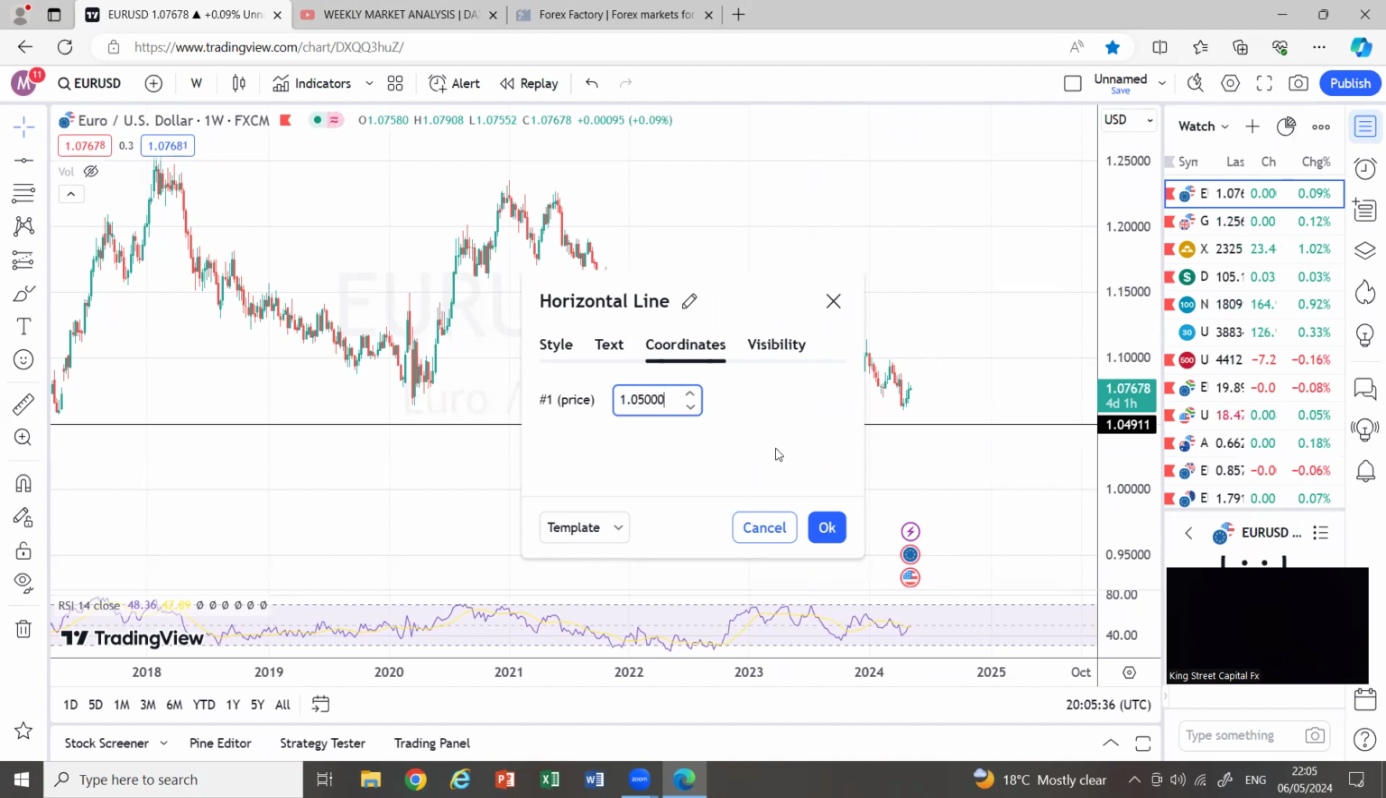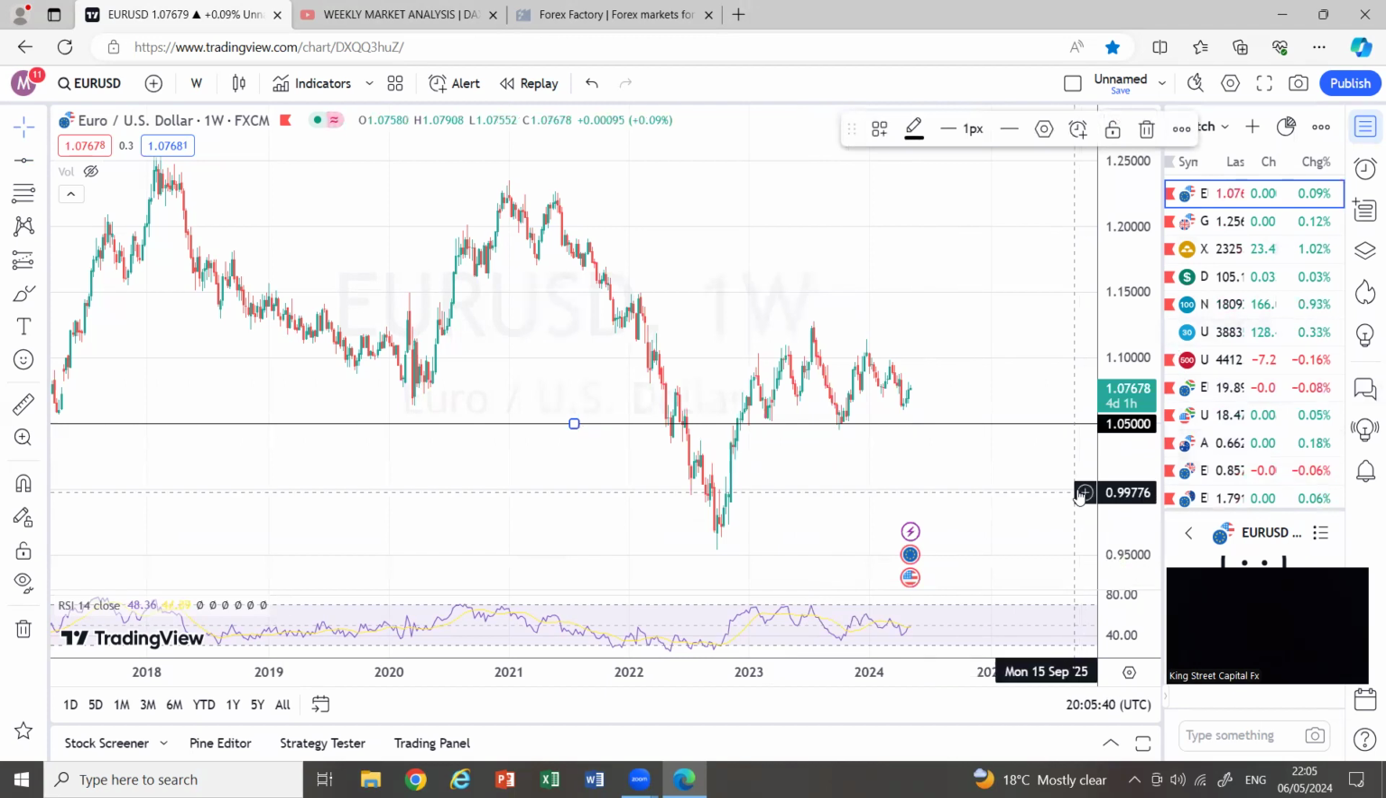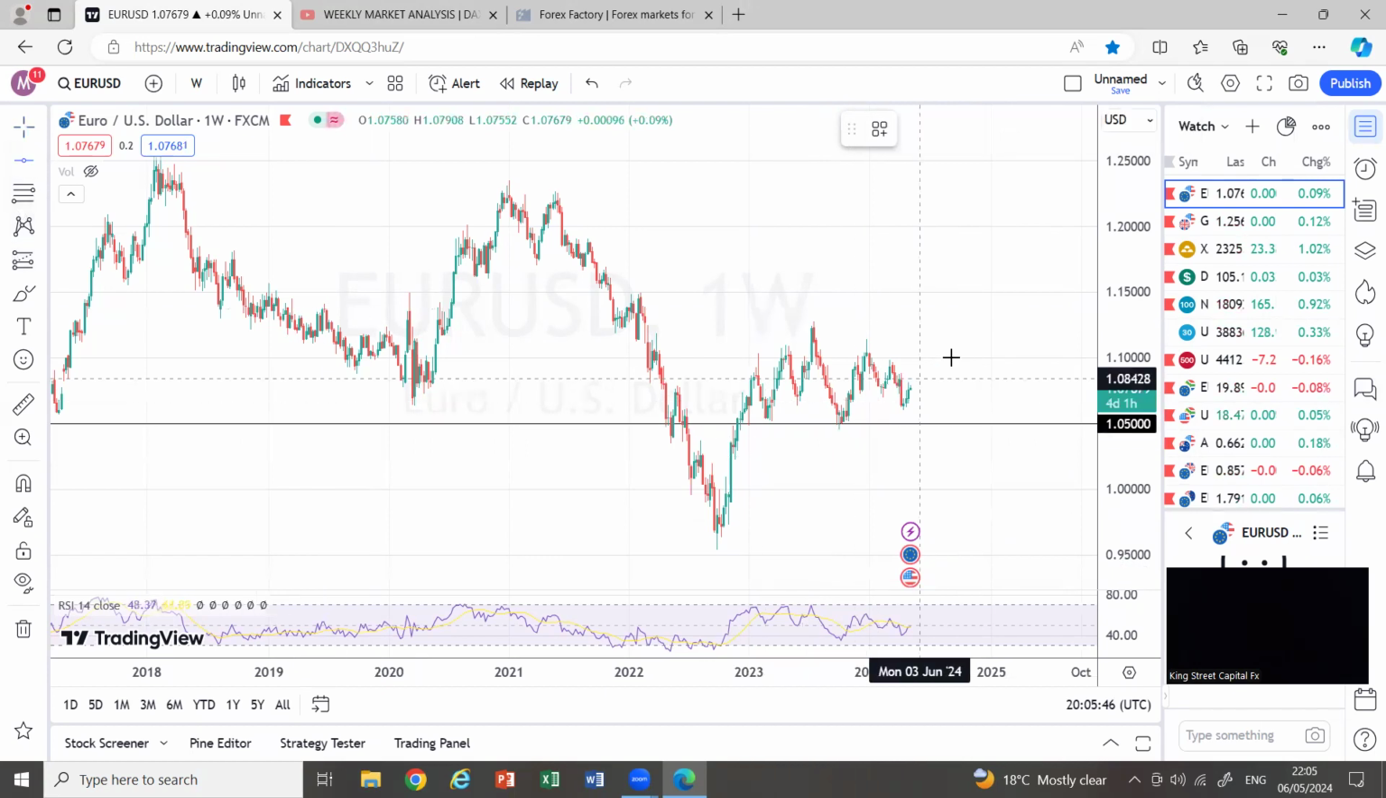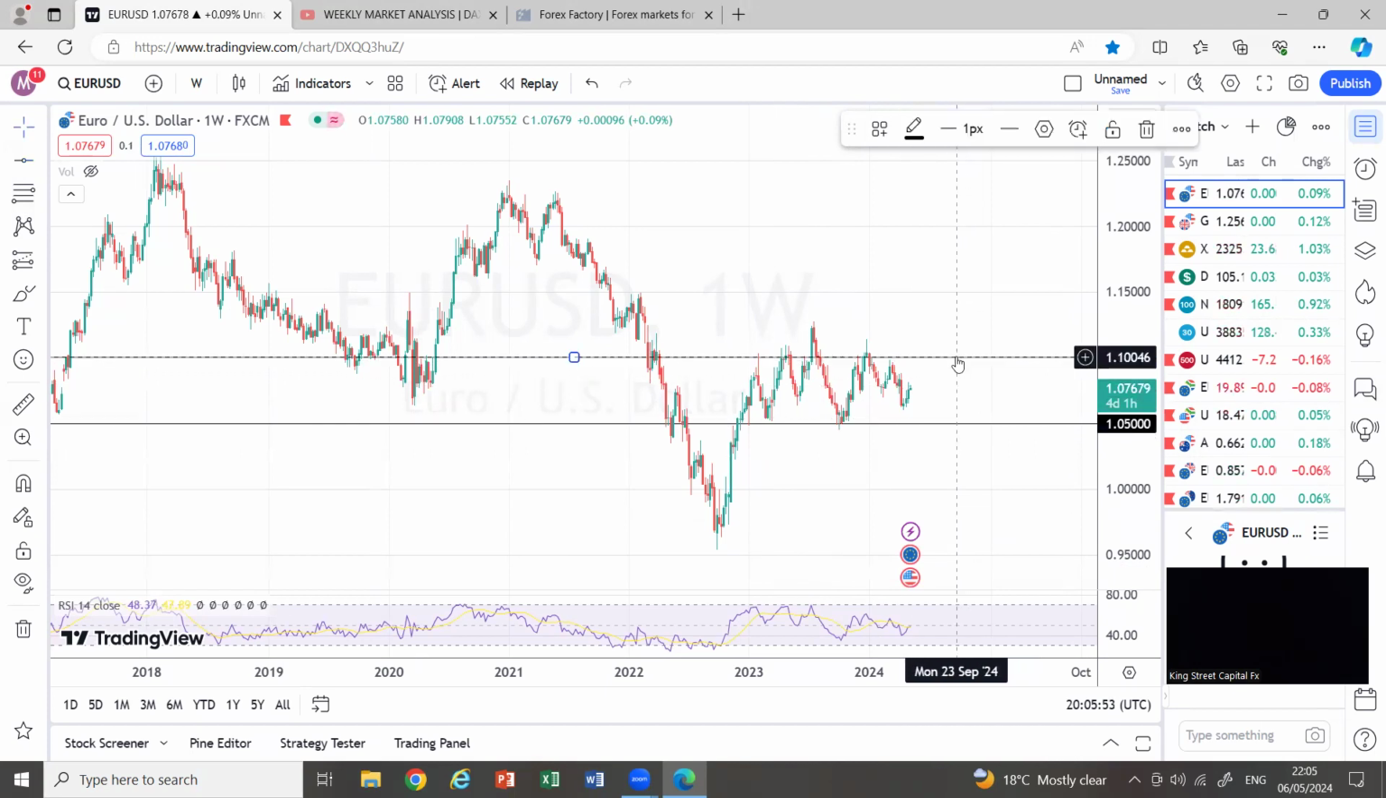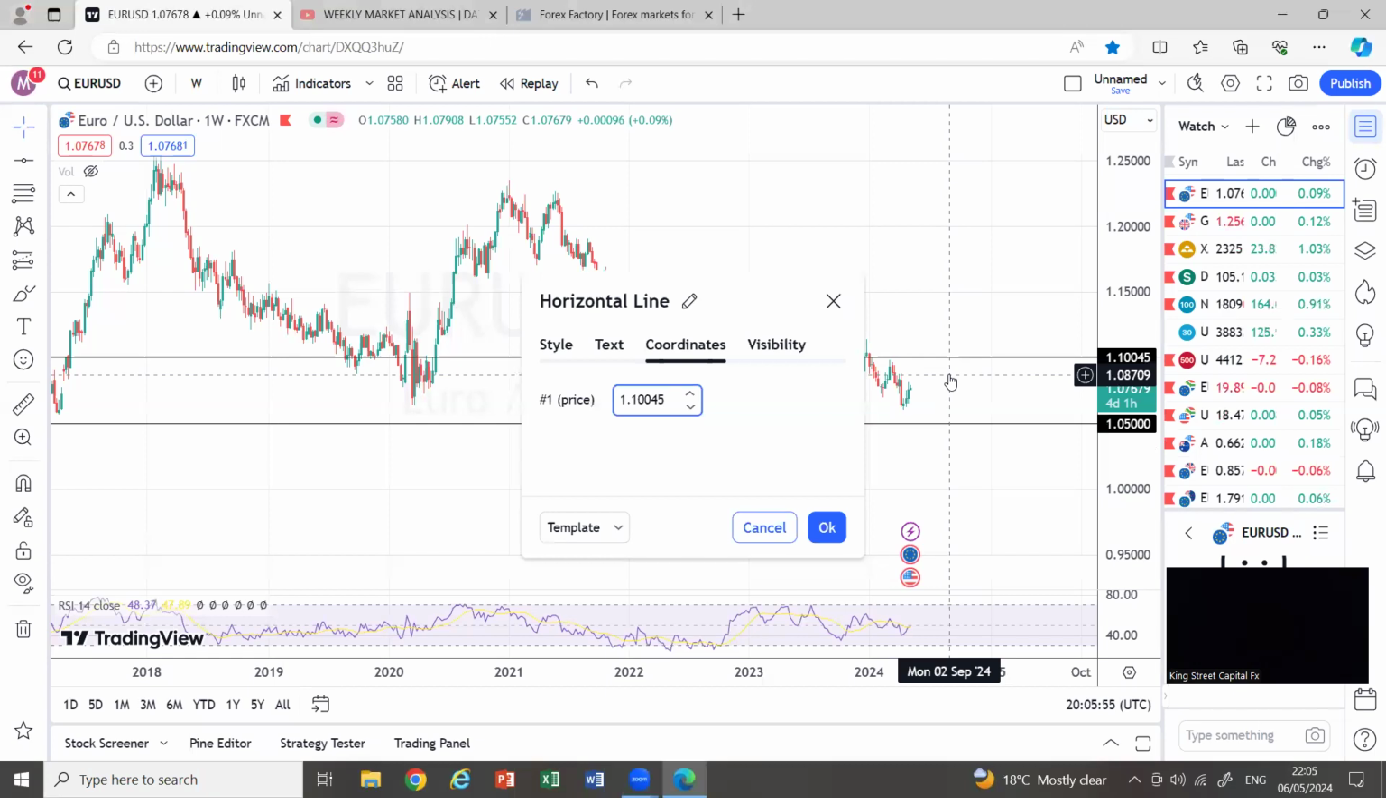I like these psychological levels, price levels to the side. These are the major price levels that I like to start with. So that is number one. You can probably use 1.1000, which is also another major structure. Let's just fix that up right here.